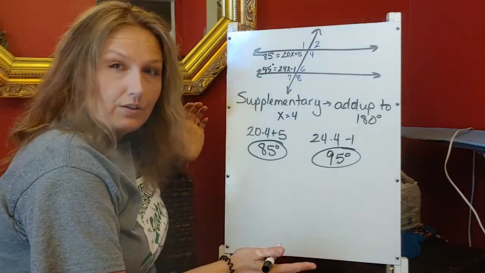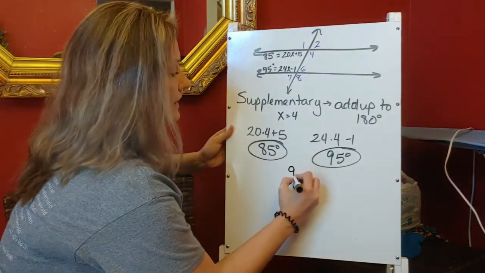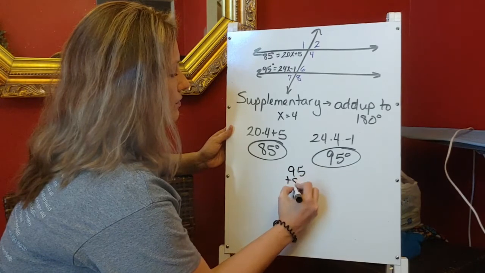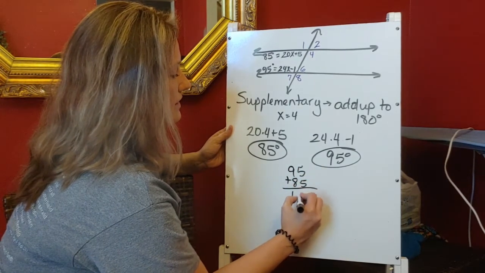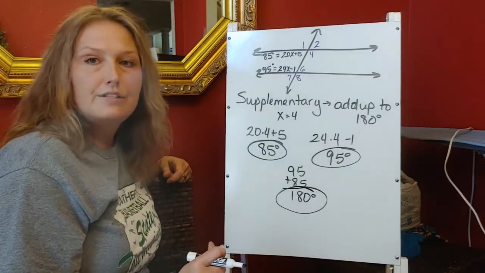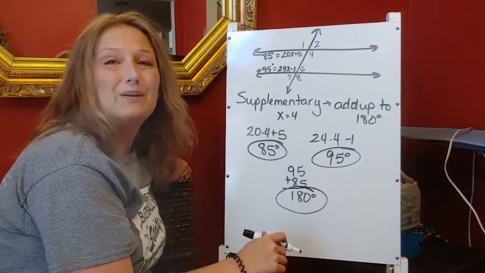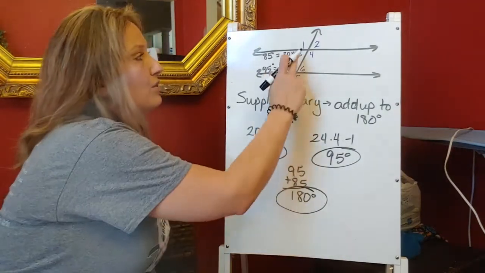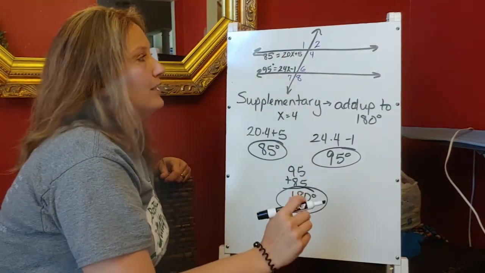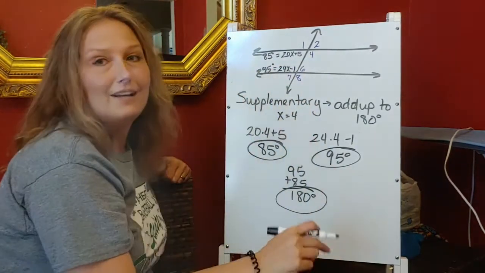So I know that these two angles, when they're added together, should give me 180. So if I take 95 degrees plus 85 degrees, I get 180 degrees. So that's how I check it. I'm going to take these two angles, add them together, and make sure that I'm getting 180. So angle number 3 up there, 85 degrees. Angle number 5 right here, 95 degrees.